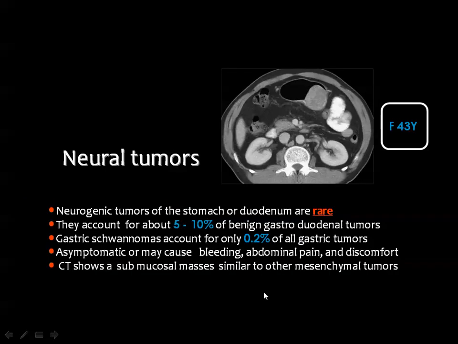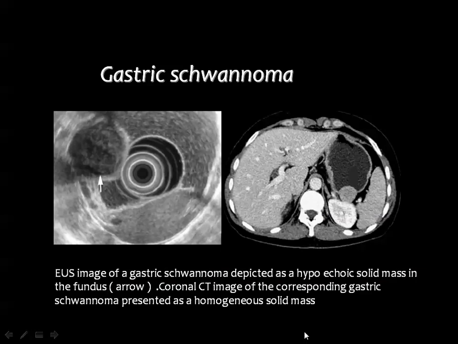The next is the neurogenic tumor, which is also rare, and gastric schwannomas represent about 0.2% of all gastric tumors. Most of the patients are asymptomatic, and the CT and MR appearances are non-specific, as you can see here in the homogeneously enhanced lesion within the stomach. And this is the endoscopic ultrasound of a gastric schwannoma, with the CT appearance of the tumor showing homogeneous contrast enhancement.